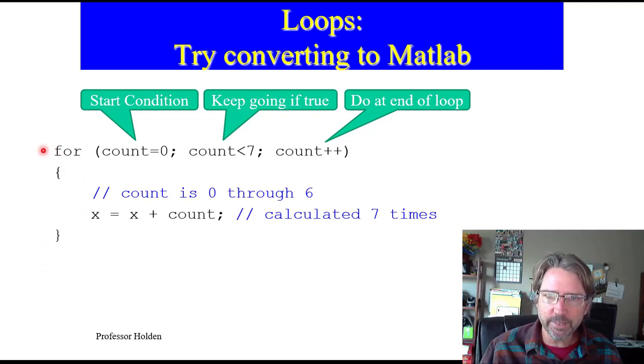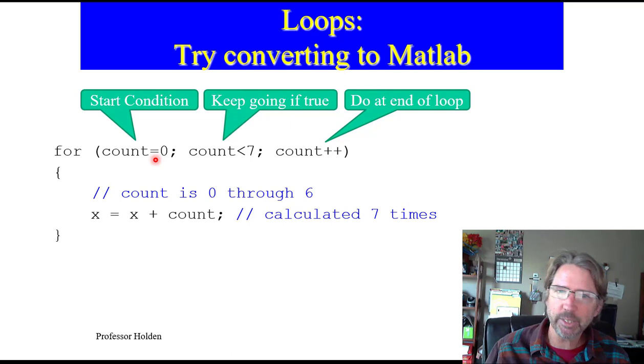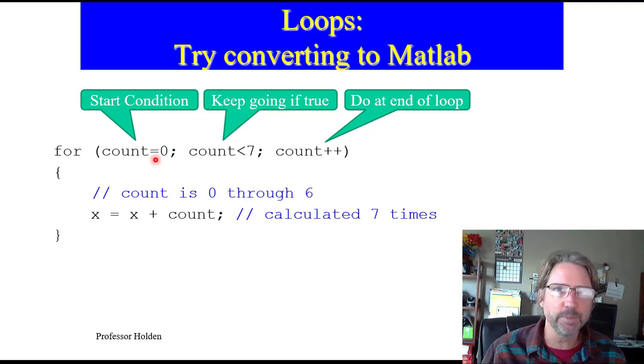So right here we see a for loop in a C program, and it's got three parts to the for loop. Up here in the parentheses, you have to have three statements separated by semicolons. The first one is the start condition. That's normally initializing the index to 0 or whatever we want to start with. The second statement is a logical test, and we keep going.